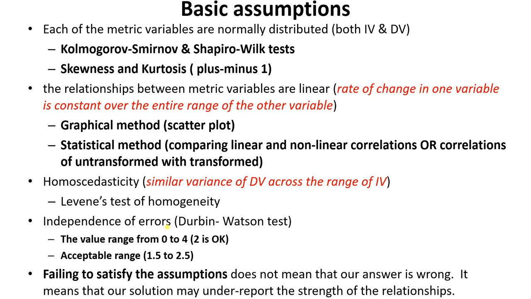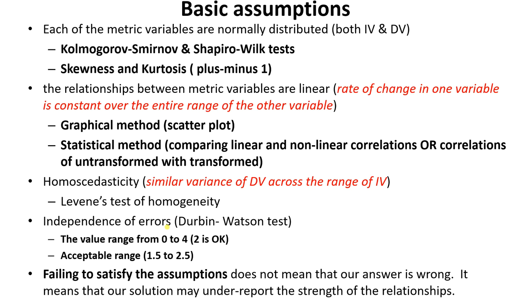So to check whether errors are correlated or dependent on each other, we conduct a test, the Durbin-Watson test. It is available in SPSS and in other software also. This value ranges from 0 to 4, but 2 is considered good. It suggests that the errors are independent, but any value from 1.5 to 2.5 is acceptable, and we can assume that errors are independent. But if the value is beyond this range, then the assumption of independence of errors is not met.